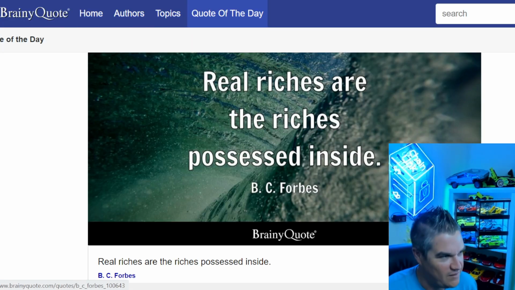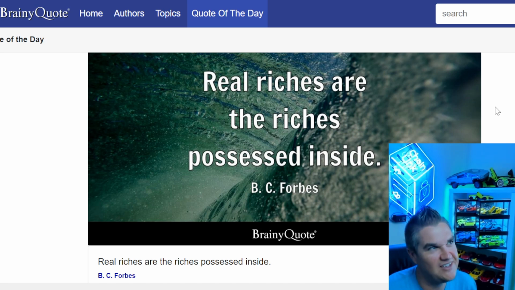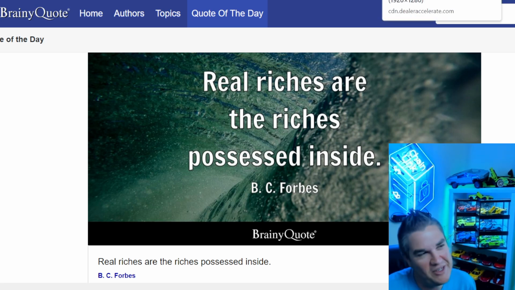Maybe. Real riches are the riches possessed inside. Reminds me of people that are ugly and say that real beauty's on the inside. Sounds like something poor people would say, or really rich people, right? Rich people don't worry about money. Money's not everything. Said by people that have money.